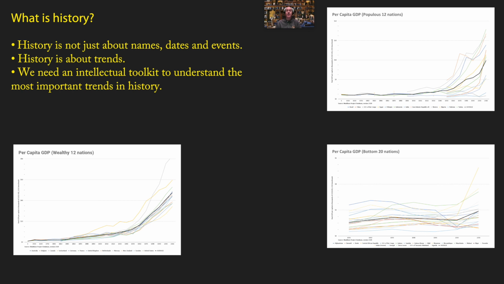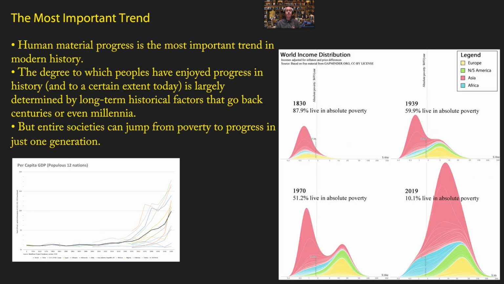I believe that to understand history, you need to get beyond the names and dates and events and focus on trends. And we need an intellectual toolkit to help us to understand the most important trends in history. That way it's memorable, and we can apply it to our daily lives and towards making the future better for all of us. I believe that human material progress is the single most important trend in modern history, and the degree to which people have enjoyed progress is largely determined by long-term historical factors that go back centuries or even millennia.